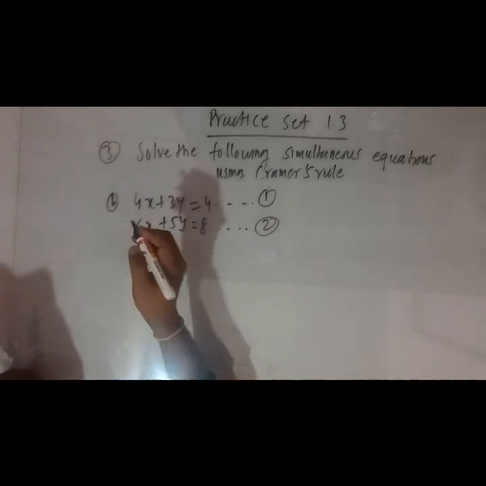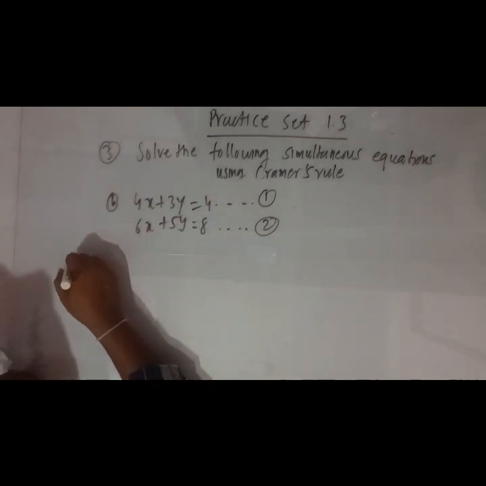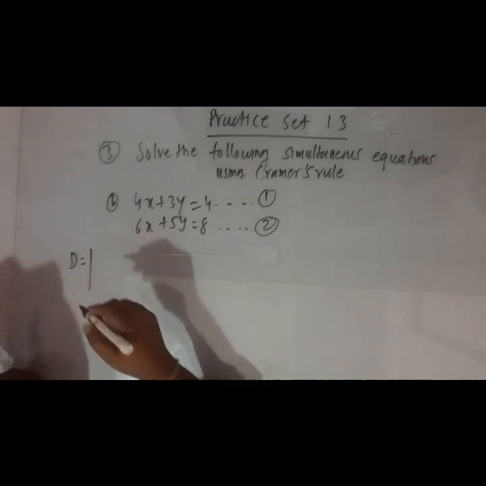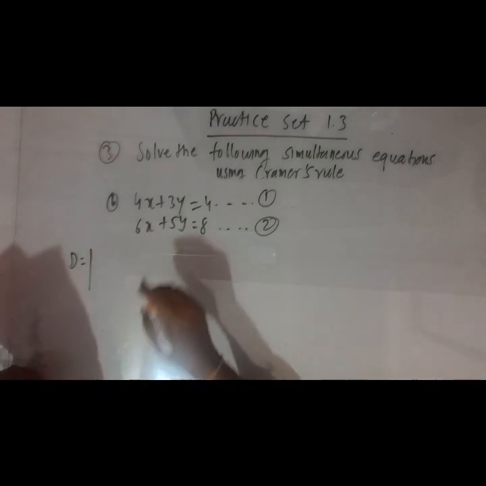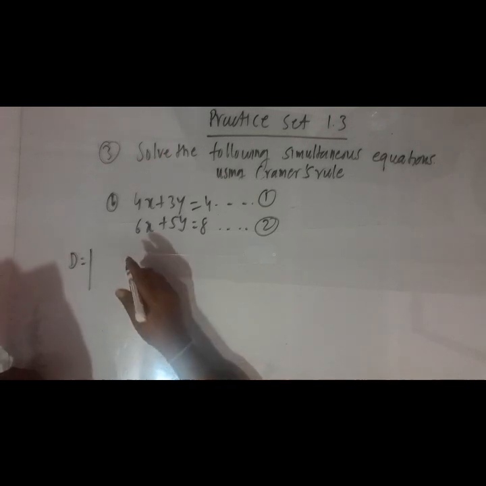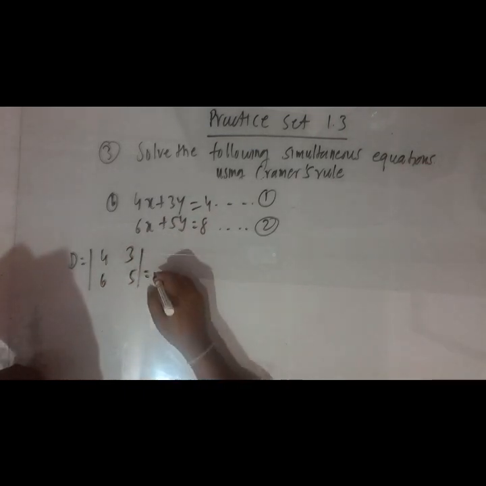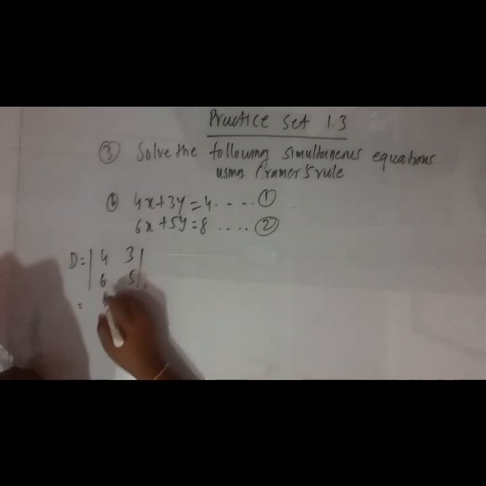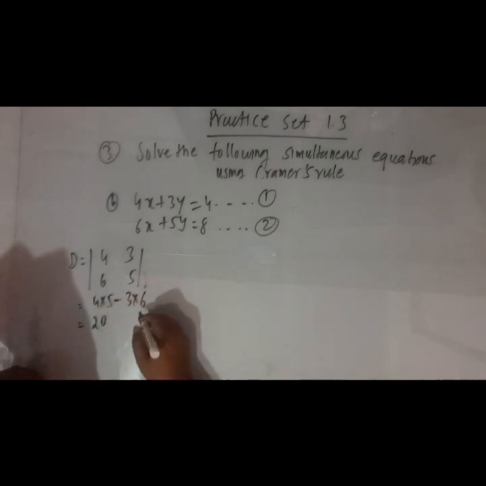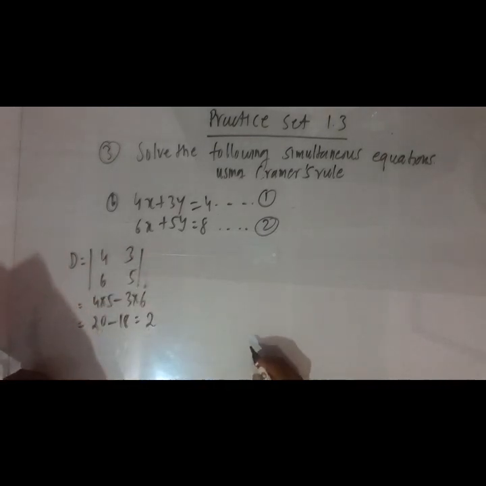The idea is the same. First you will be finding d. For that purpose you have to write the determinant first. So 4 and 6 for x, and 3 and 5 for y. Now solve this. Cross multiply: 4 into 5 minus 3 into 6. So this is going to be 20 and this is going to be 18. So the answer is 2. So the value of d is 2.